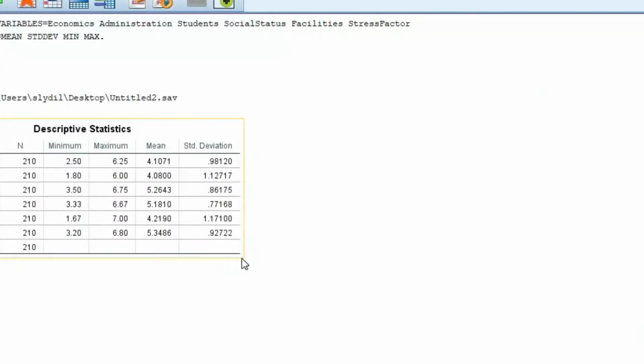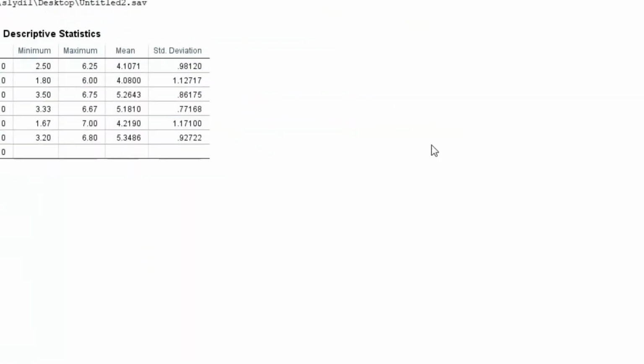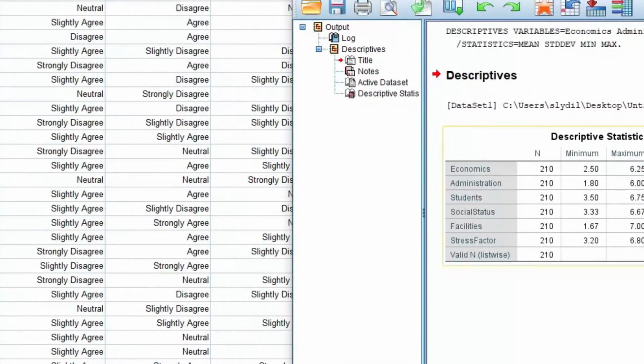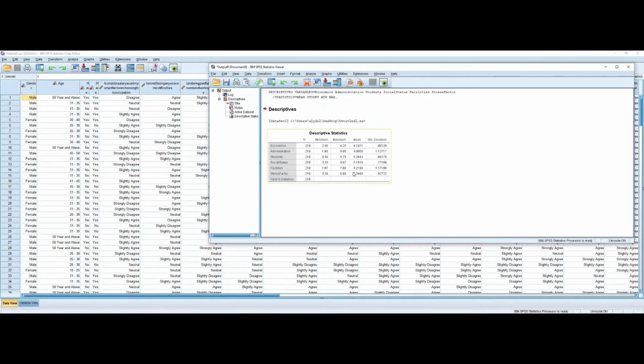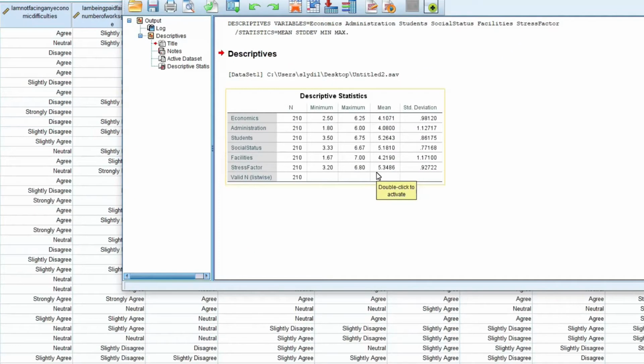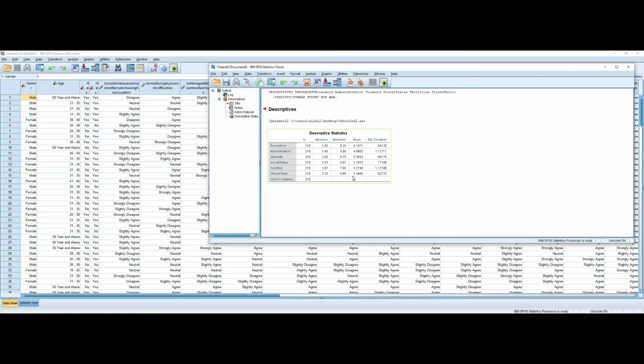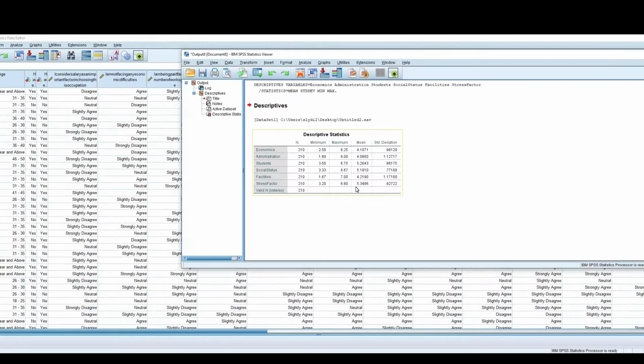Once done, I have this information here. Let's go directly to the mean analysis. Mean is kind of an average. I'm not going to explain this in terms of statistical explanation; I'm going to explain it so it will be easier for people to understand.